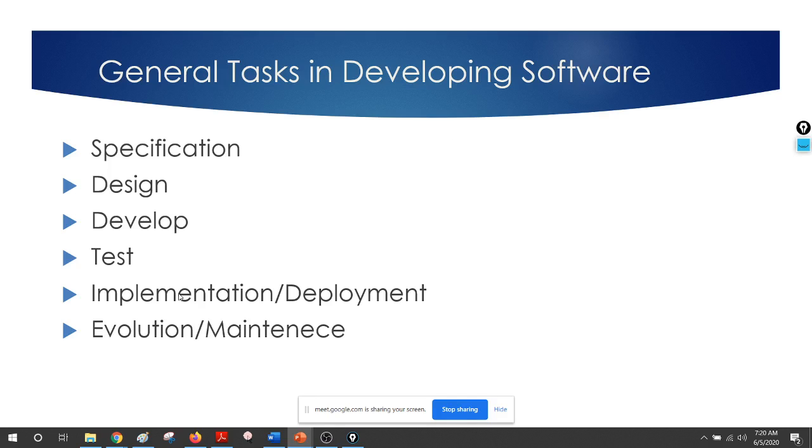Implementation means deployment, deploying the solution. Then of course sometimes you have to do some maintenance, modifications and stuff like that. Okay, so those are the general tasks every software project has to go through. Every software project, if it is a software development project, you have to do those tasks. But we can do those tasks in different ways, right? Those are called the software development methodologies, right? So the spiral methodology, agile methodology.